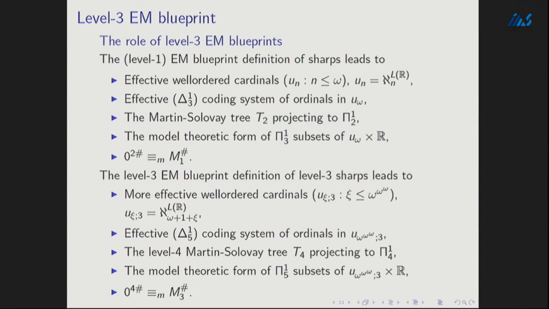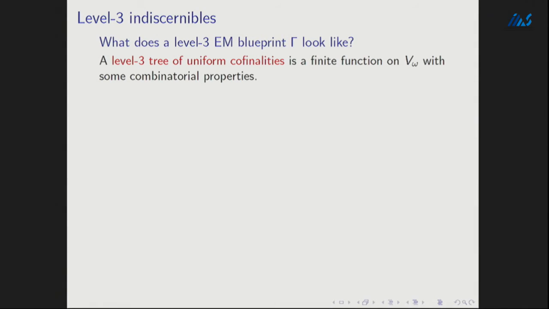So the generalization will be, we will get more effectively well-ordered cardinals above delta 1,3, and they will have order type omega^2, omega^2, omega. We will similarly get an effective coding of all the ordinals in this, what I call the higher level uniform indiscernibles, and the higher level analog of the Martin-Solovay tree, which projects to the Π^1_4, and similar things as the lower levels.